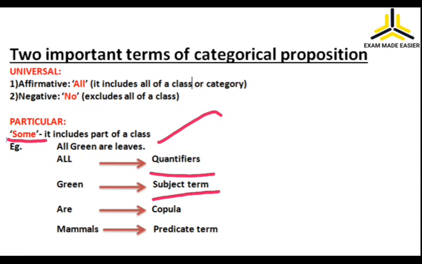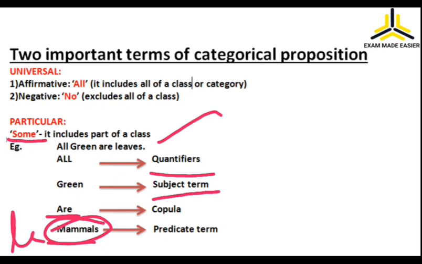Next term is are. Are means, as I have told previously, the grammatical link, and the grammatical link is called what? Copula. And fourth is leaves, as we have taken the example, all green are leaves. So leaves means predicate term. Clear? So we are clear with all the terms.